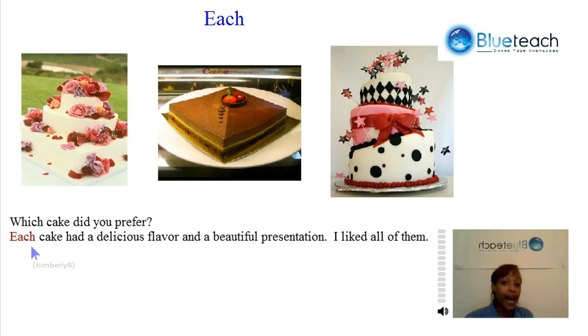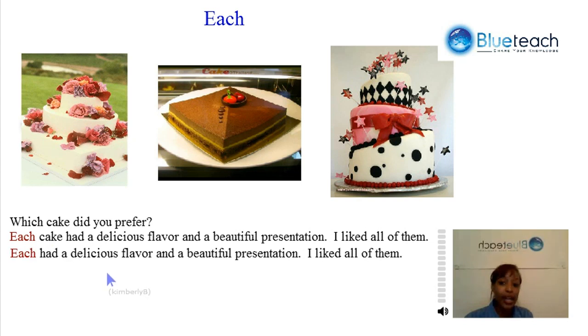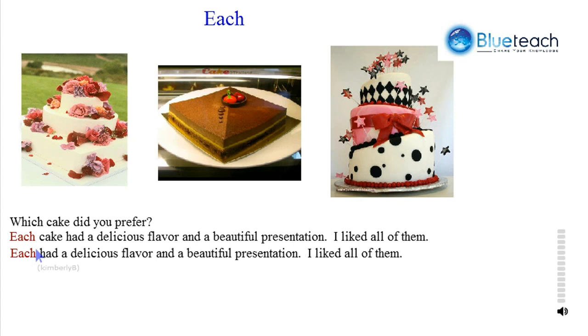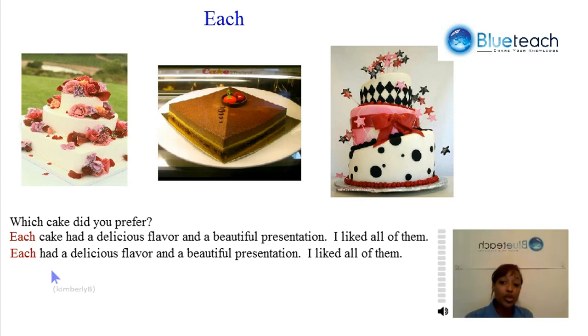We don't necessarily have to have the noun cake. We can also write the sentence by saying, each had a delicious flavor and a beautiful presentation. I like them all. It means exactly the same thing. We don't have to have cake because when we say each, we're referring to this noun that was previously mentioned in the sentence before.